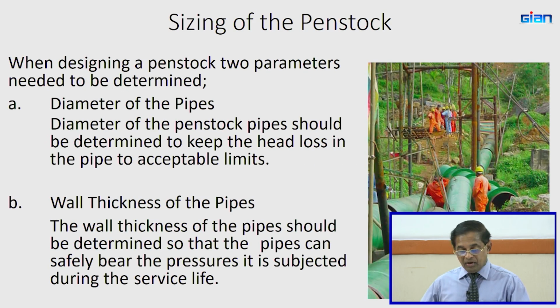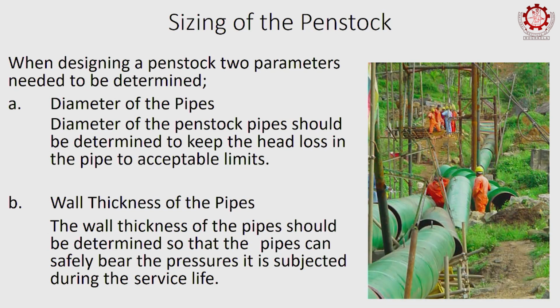So, when designing a penstock, two parameters need to be determined: the diameter of the pipes. The diameter of the penstock pipe should be determined to keep the head loss in the pipe to acceptable limits. We earlier said the plant should be designed to have a net head of at least 95% of the gross head, that is, to keep the head losses limited to a maximum of 5%.